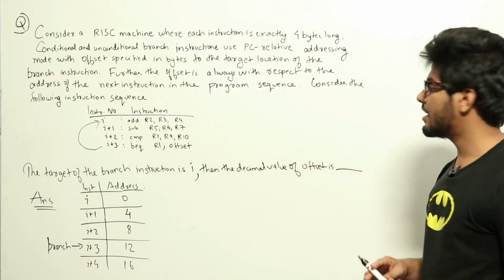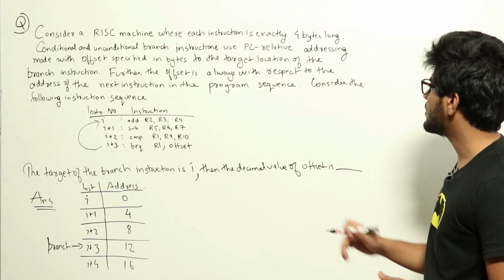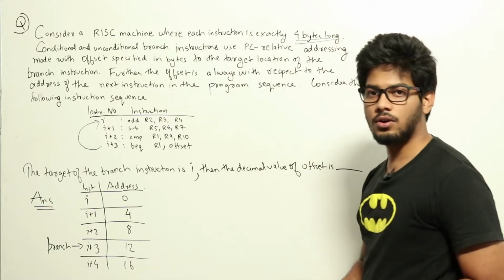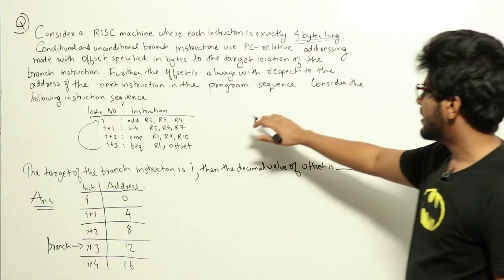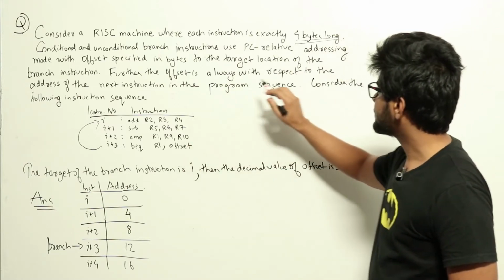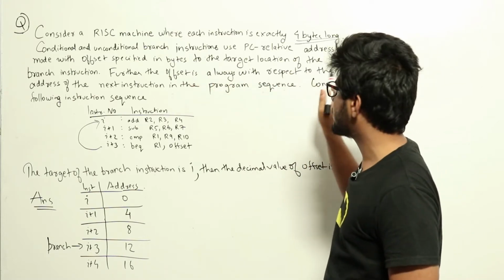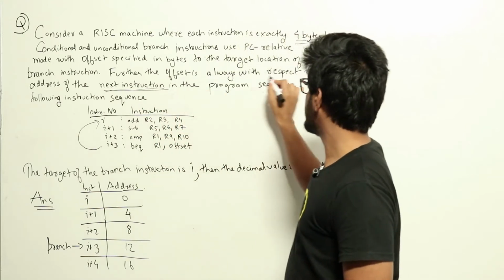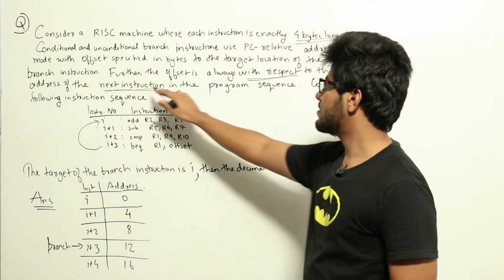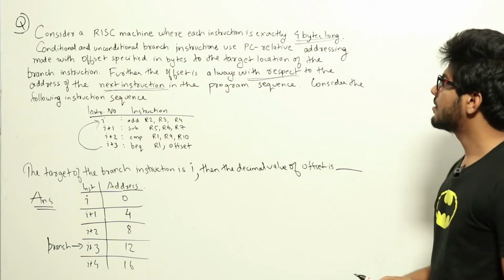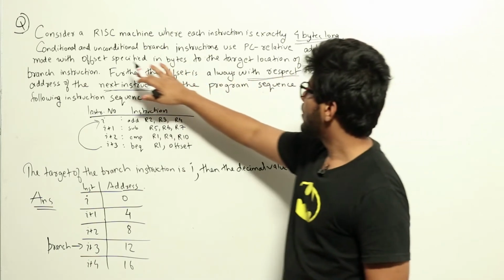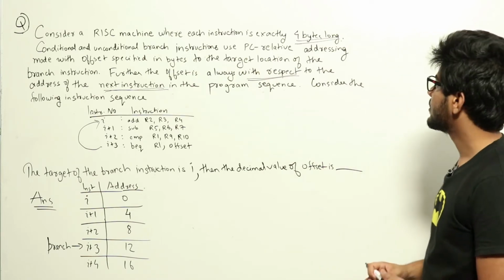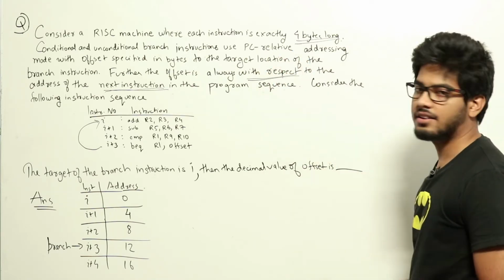Now there are a few key points mentioned in the question. One is that each instruction is exactly 4 bytes long, and the other important point is that the offset is always with respect to the address of the next instruction. Always with respect to the address of the next instruction. Okay, and also they are saying that offset is specified in bytes to the target location of the branch instruction, that too in PC relative addressing mode.